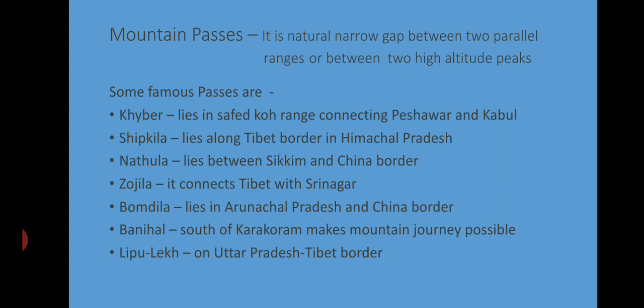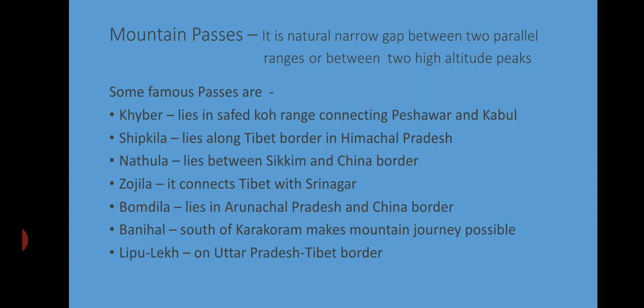Now, then comes the mountain passes. A mountain pass is a natural gap between two parallel ranges or between two high altitude peaks. Now, there are some very famous passes over here, like the Khyber Pass. This lies in the Safed Koh range, which connects Peshawar and Kabul, that is, between Pakistan and Afghanistan. Then comes Shipki La, which lies between Tibet and Himachal Pradesh.